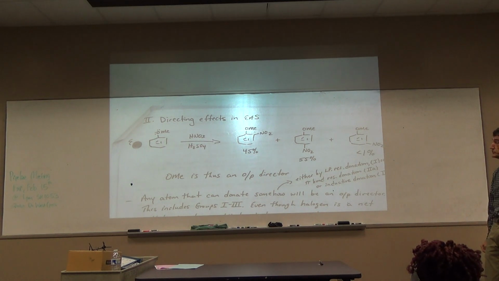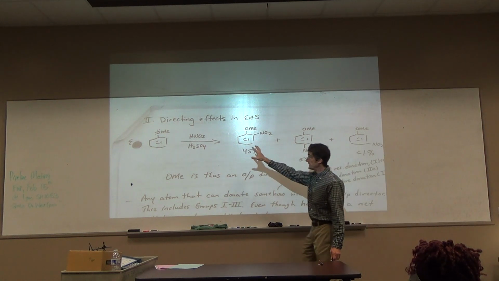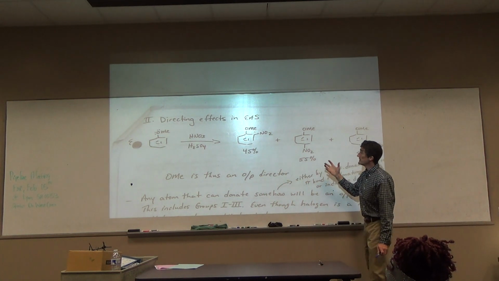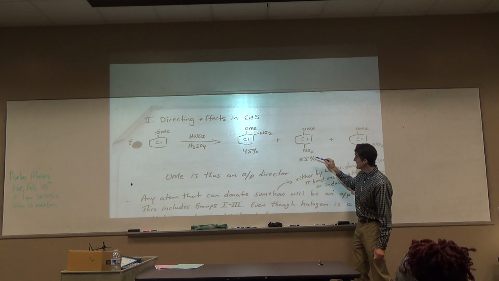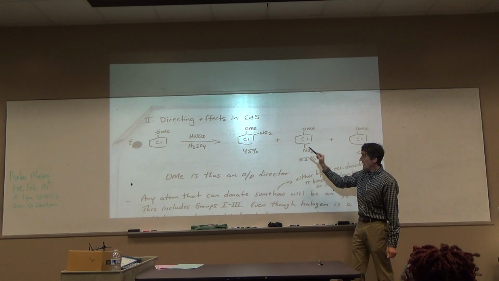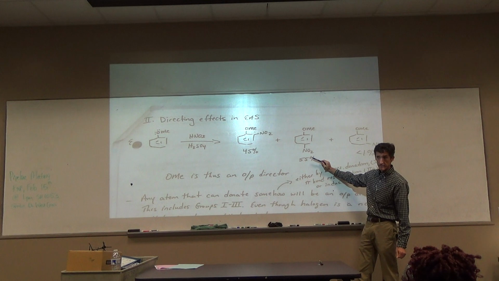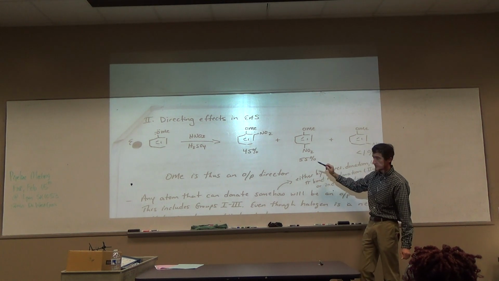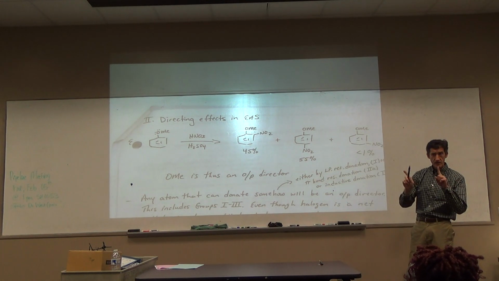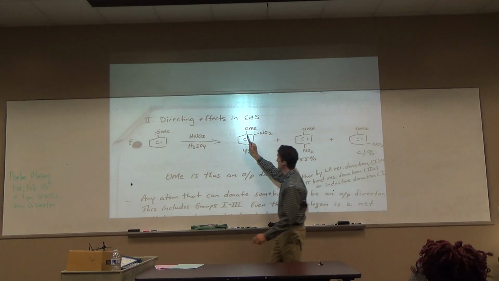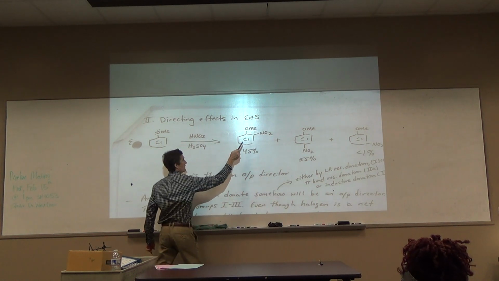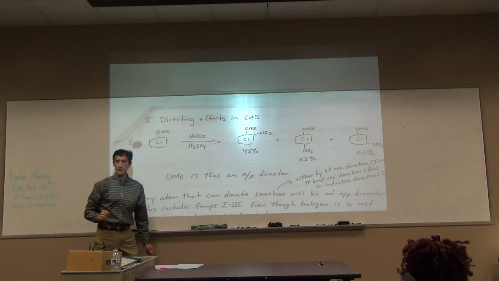Now, sometimes you can modify your conditions a little bit to get one over the other. Sometimes we will actually get more. And actually, the para is favored here. Well, you say, of course it is. It's 10% more. But you also have to keep in mind that there's two ortho positions. If we had nitrated over there, it's the same product.